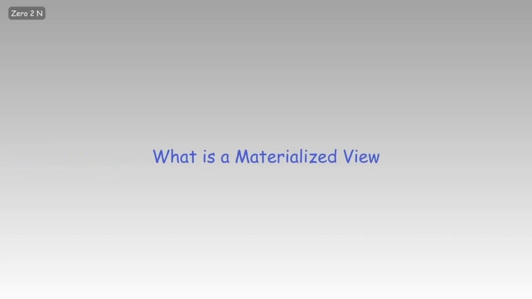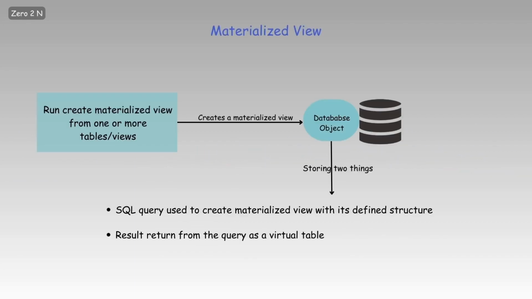So let's start with what a materialized view is. It is a database object created over an SQL query and it stores two things. First, the SQL query used to create the materialized view with the structure of the attributes, same as the view does. Second, it also stores the result returned from that query as a virtual table. So a view becomes a materialized view when it stores the tuples returned by computing the view.